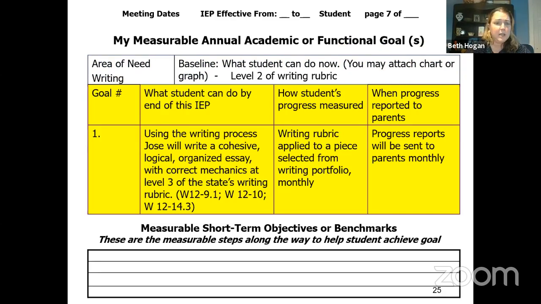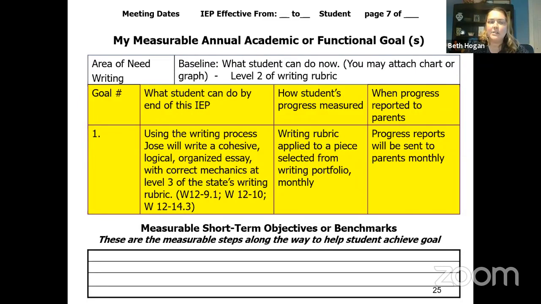And so Jose here, he's going to be using the writing process to write organized essays, and he's going to be hitting a level 3 on the rubric. How that student's progress is measured, again, it could be a rubric, it could be a formalized assessment done by a teacher. And then when the progress is going to be reported to parents, here it says progress reports will be sent to parents monthly.